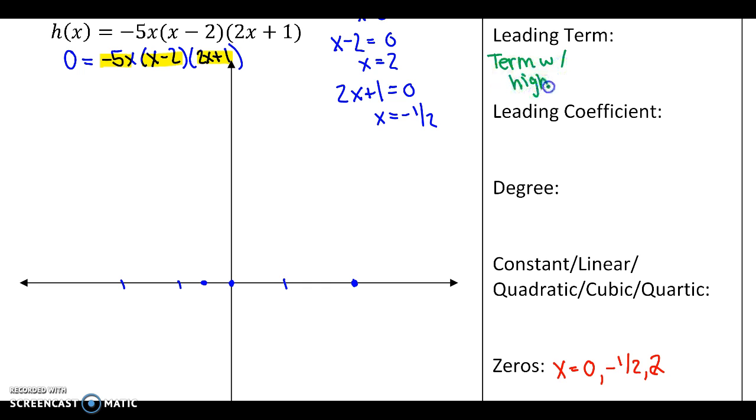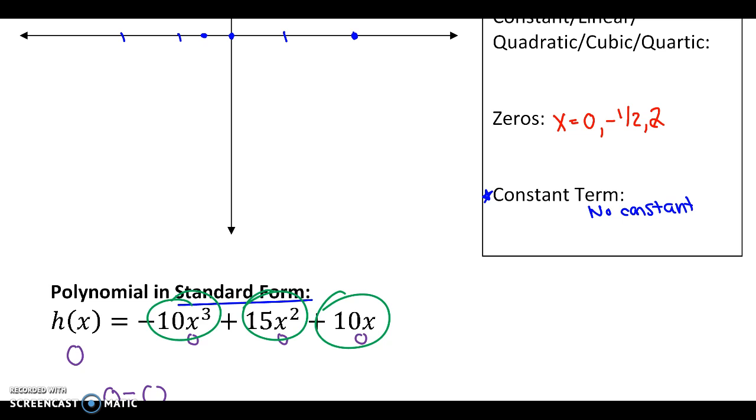Or when I say highest degree, I'm talking about the highest exponent. The reason I say leading term is because if it's written in standard form, it always comes first. But these won't always be in order. I could write this as 15x squared plus 10x minus 10x to the third. And this minus 10x to the third is still the leading term, even though it's not written in the correct order.